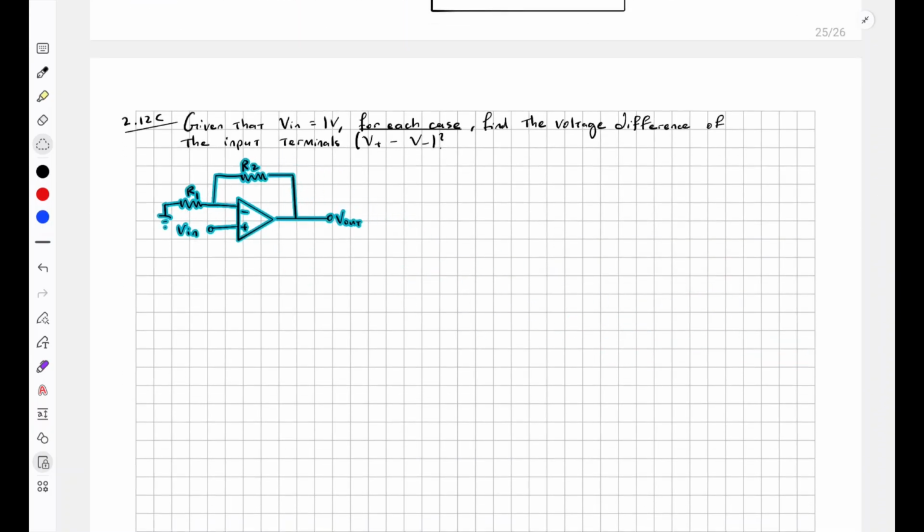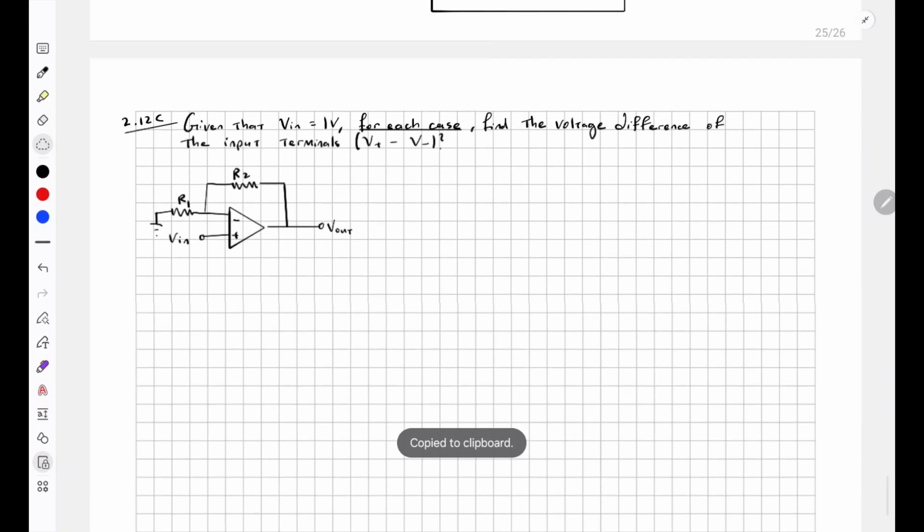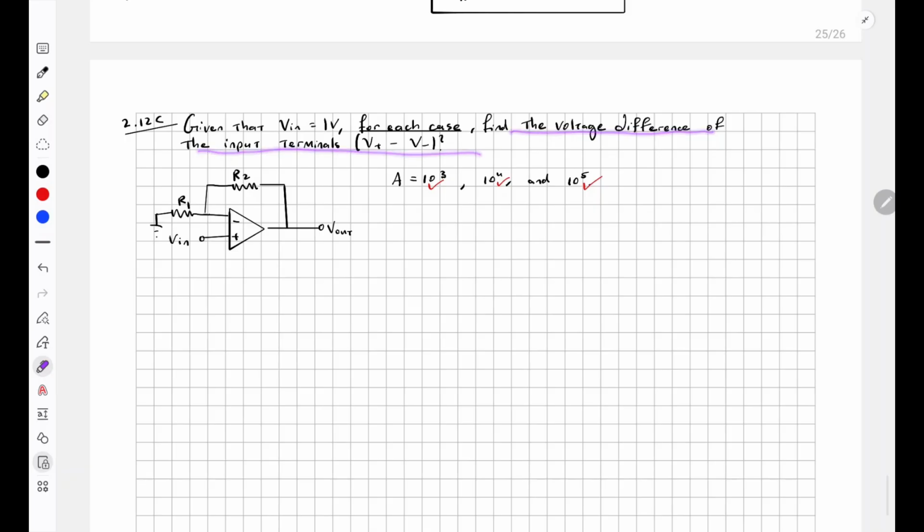So the question says that given that V in is 1 volt, so we apply 1 volt here for each of these three cases of the open loop gain. For each of these three cases, it says to find the voltage difference of the input voltage terminals. In other words, find the voltage that is this voltage minus this voltage, V plus minus V minus.